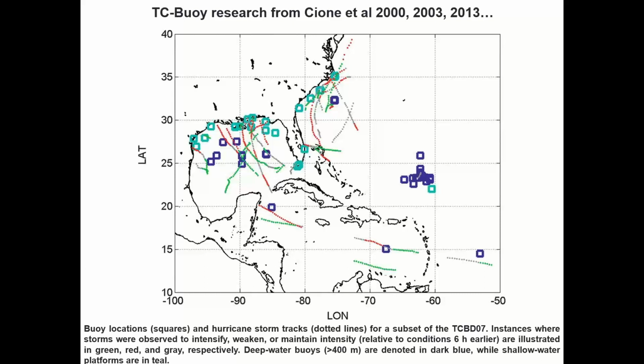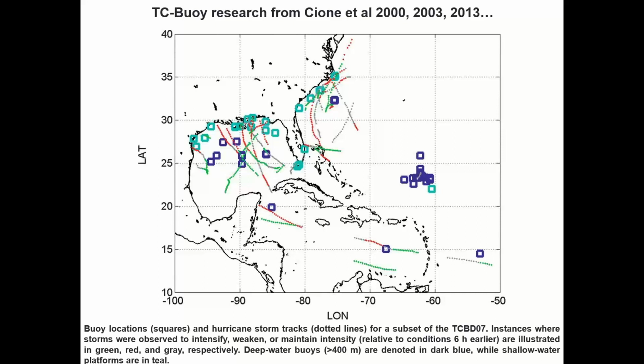I've done this for years. We put together a database. Evan Colleen helped me with this. This is the TCBD, the Tropical Cyclone Buoy Database, updated through 07. It's still been updated through 2018 now, but these plots are from papers that we wrote in 2000, 2003, 13, even 2015.